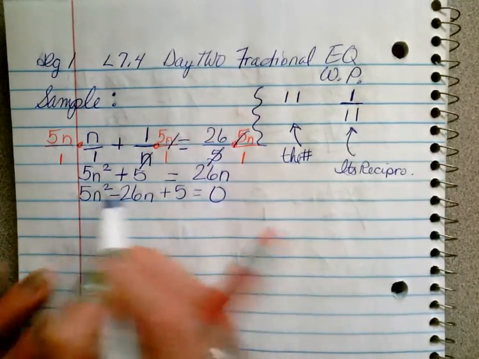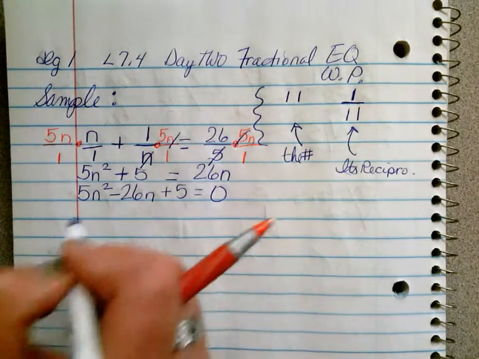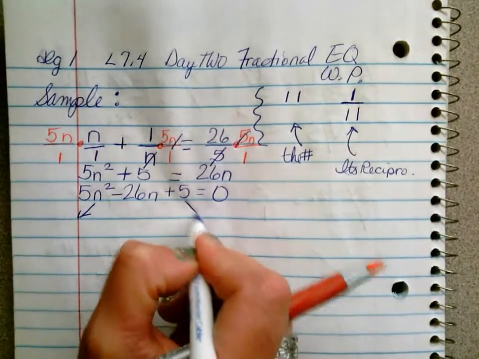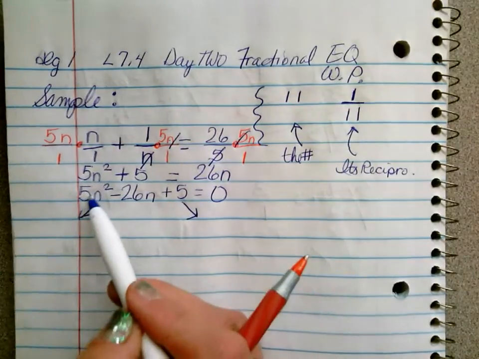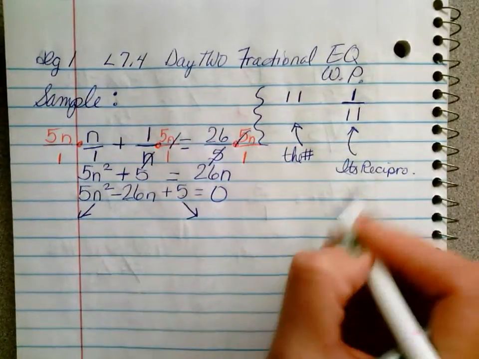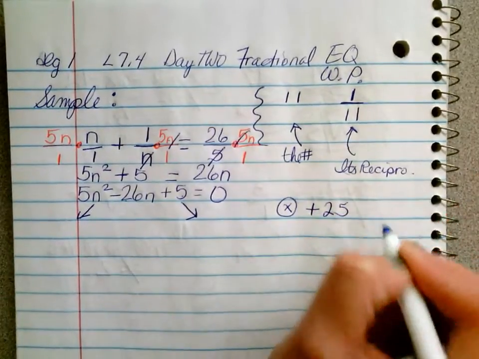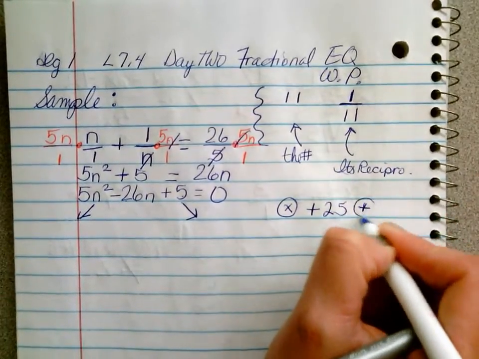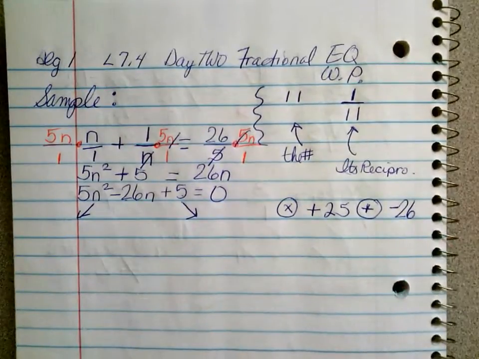Okay, I subtracted that over. You guys with me how that came over there? Okay. To factor. Is it a perfect square? No. Is it a difference of squares? No. Factors of A and C whose sum is that? So factors of positive 25 whose sum is a negative 26. How about negative 1 and negative 25? Awesome.